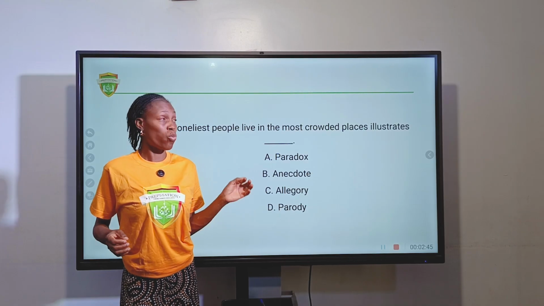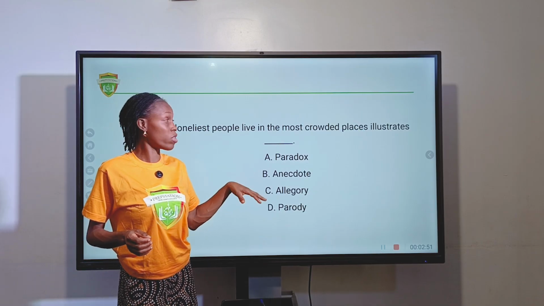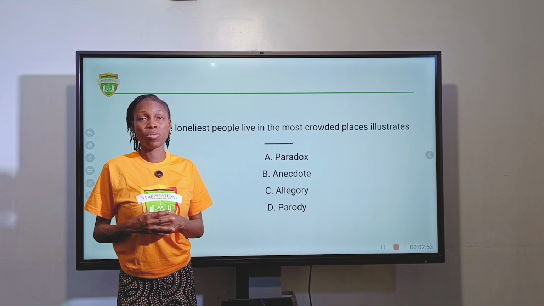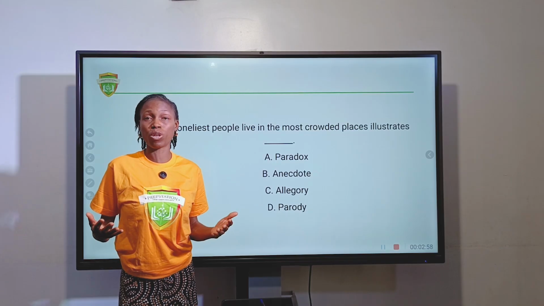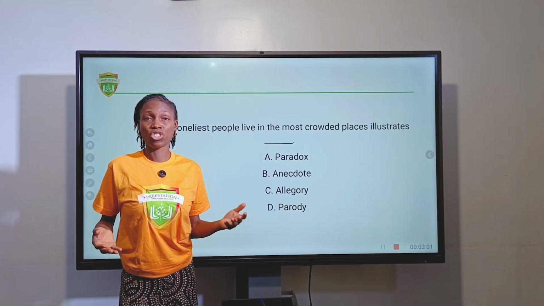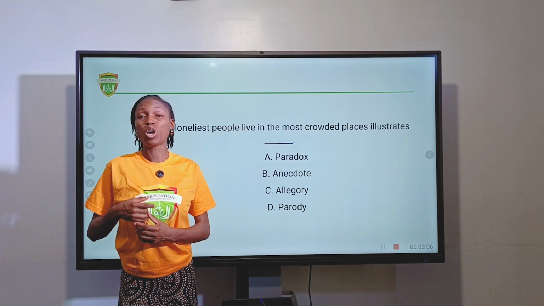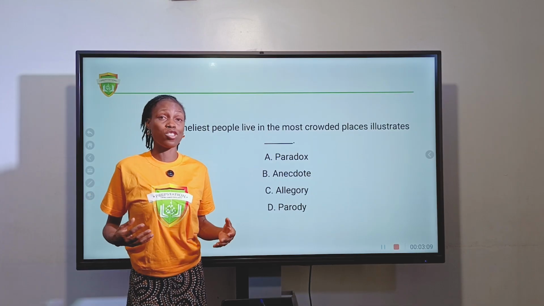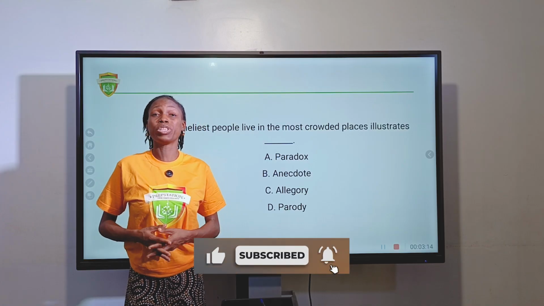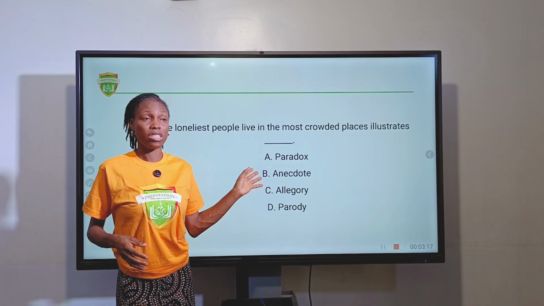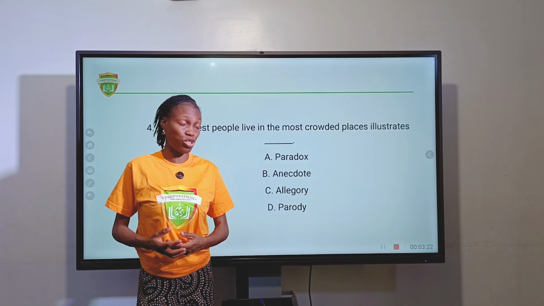In this case, what are those contradictory ideas? The loneliest people live in the most crowded places. Loneliest and then most crowded. There is some sort of parallel shift in this case. And then you have two ideas here. Loneliest people, most crowded places. Ideally, someone who lives in a crowded place shouldn't be lonely. But in this case, this is what has been placed. So it's a paradox, more or less like a contradiction.